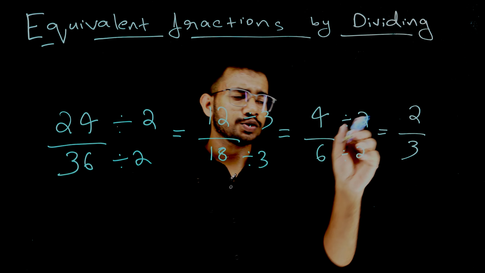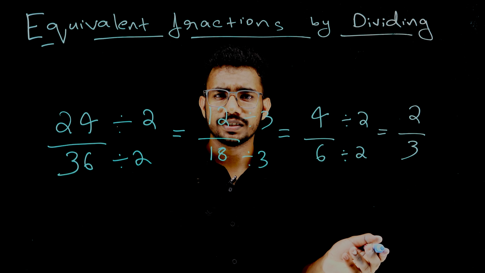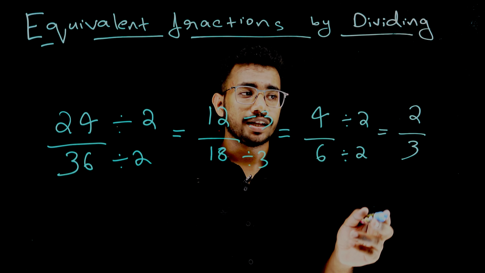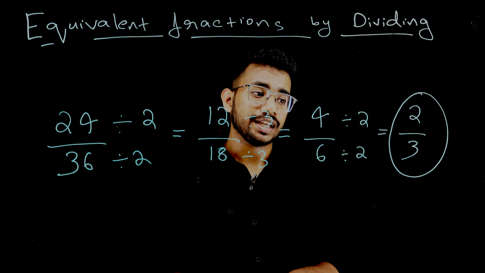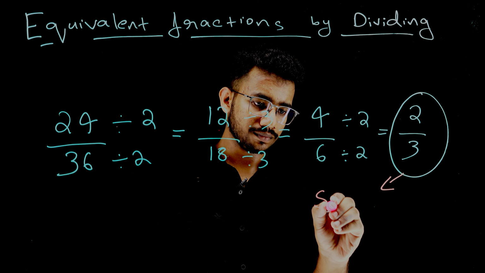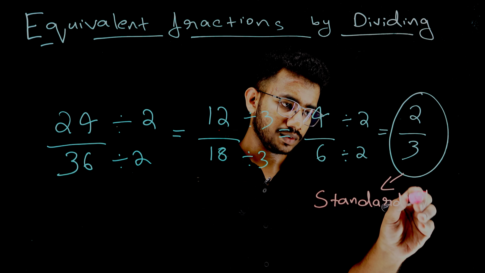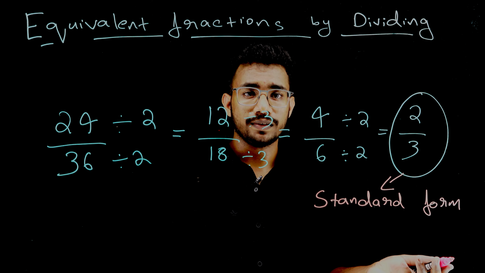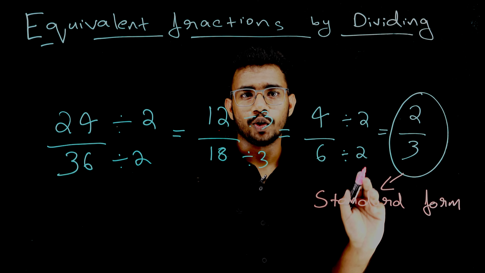Now when I get into this 2 by 3, can I simplify this 2 by 3 further? No, I cannot simplify this 2 by 3 further, and that means this 2 by 3 is nothing but my standard form. So if I'm getting a fraction where I cannot simplify it further, then that fraction is called as the standard form. I hope the idea is clear.